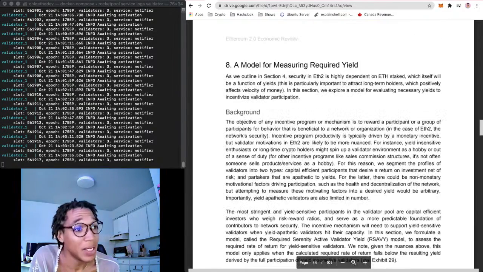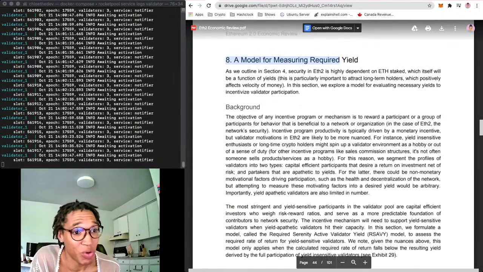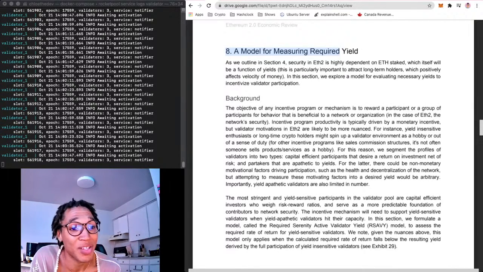So good chapter. A lot of graphs and stuff, so I guess I went through pretty quickly. Tomorrow I will go through chapter 8, a model for measuring required yield. And in about an hour I have the EIP-IP meeting for the Ethereum Foundation, and so I'm just gonna hop off here, get ready for that.